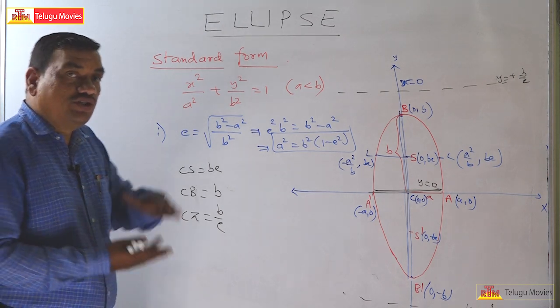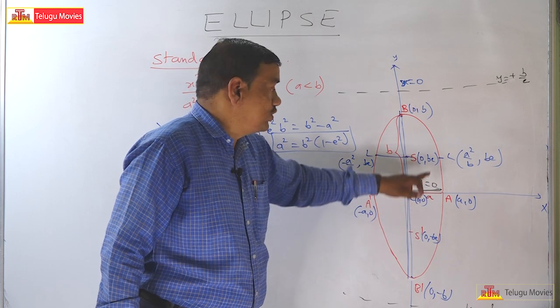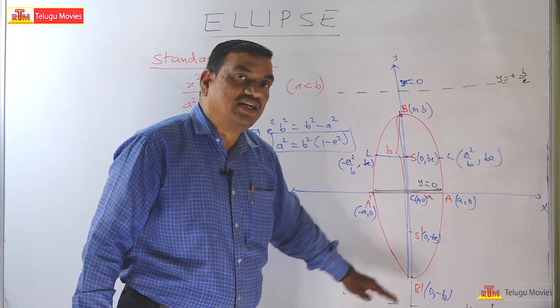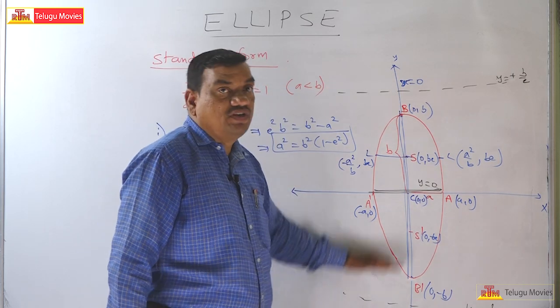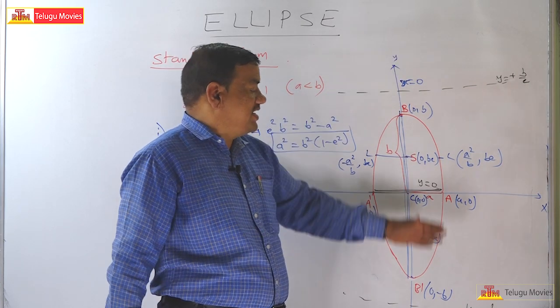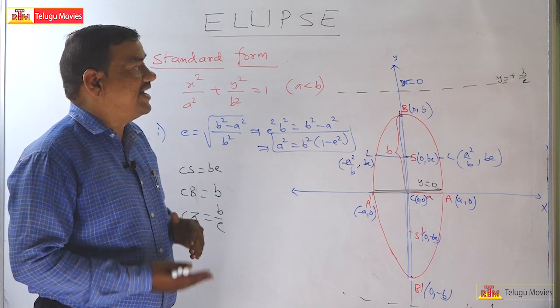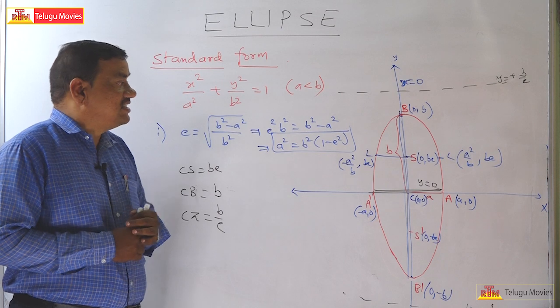And now we are going to see the distances. The distance between the two foci, S and S dash, is 2be. The distance between the two vertices, that means the length of the major axis, is 2b. The distance between the two directrices, b by e and minus b by e, is 2b by e. So these are the major things that we have.